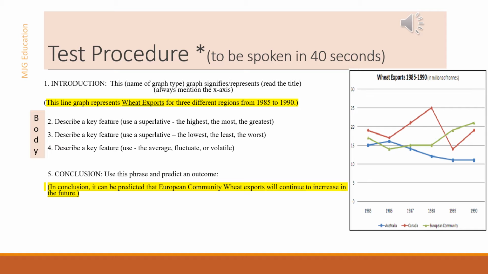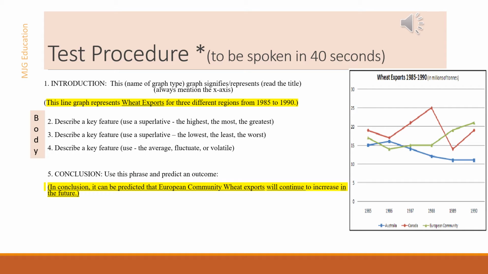Okay, so one way to develop your test procedure, like a paragraph, you have an introduction and a conclusion, okay? And the body makes up the middle part of your procedure. So here, the introduction, you always have to say the name of the type of graph. You can use a verb like signifies or represents. With the line graphs and the bar graphs, usually 100% of the time, you're always going to have an x-axis. So you'll have to mention that as well.